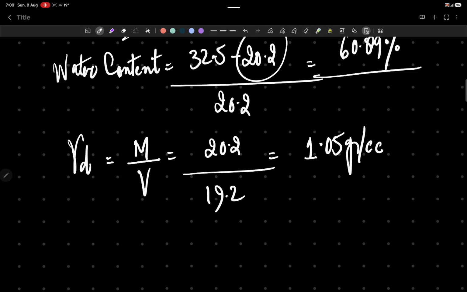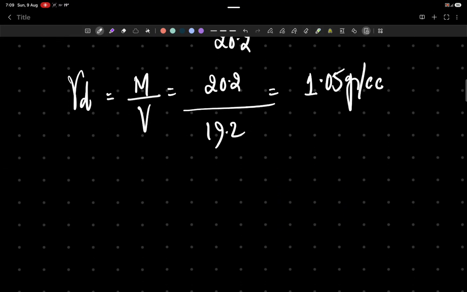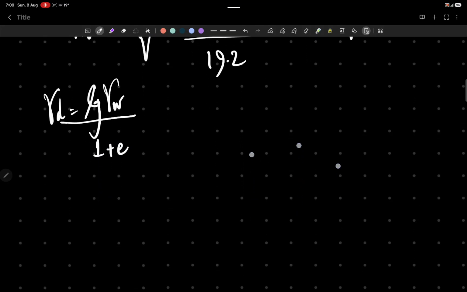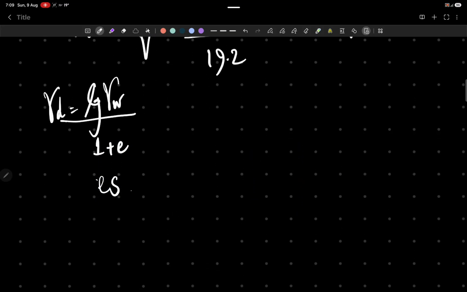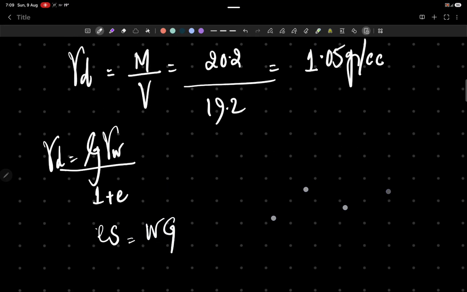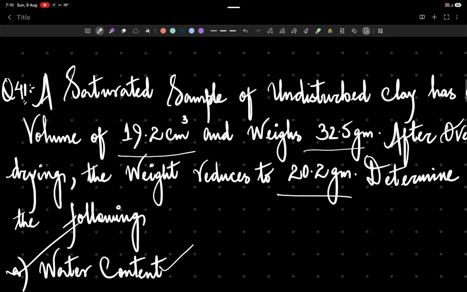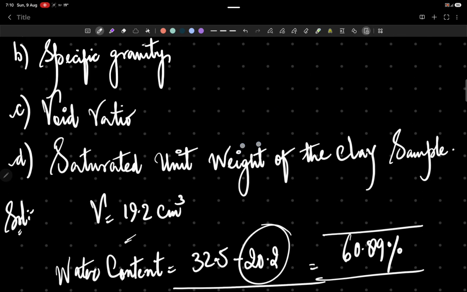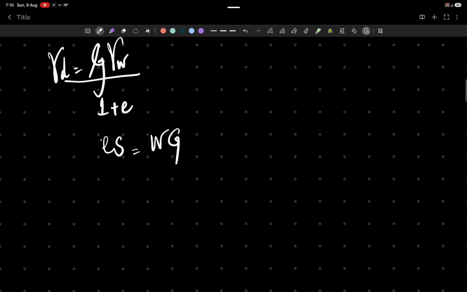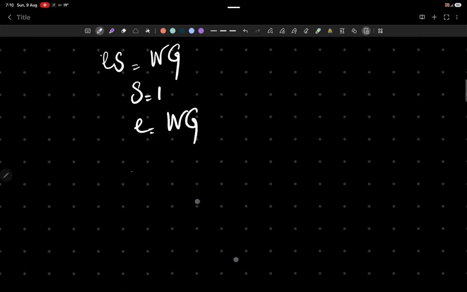Dry unit weight is equal to how much? It is 1.05 grams per cc. We can also make use of an alternate equation for the dry unit weight. That is, dry unit weight is G gamma w divided by 1 plus e. And also we know that Se is equal to wG. And if you can see here the question says a saturated sample of undisturbed clay. So it's fully saturated, S is 1. So when S is equal to 1, e becomes equal to wG. e is equal to wG.